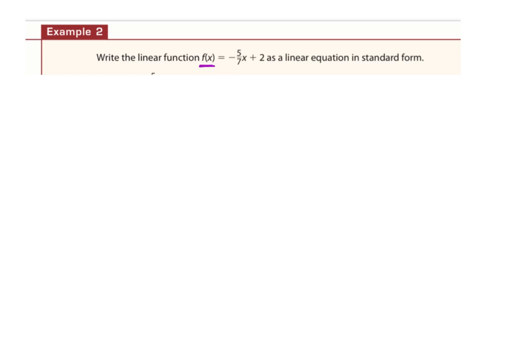So instead of f of x, we're going to write y equals -5/7 x plus 2. Now you'll recall standard form has the x and the y on one side, and it has the constant that does not have a variable on the right-hand side. So we need to make sure that x and y are both on the left-hand side. Right now my y is on the right-hand side, and so I want to move this over. The way you move something across the equal sign is to either add or subtract. Just do the opposite. In this case, it's a -5/7, so I'm going to add 5/7 x to the other side.